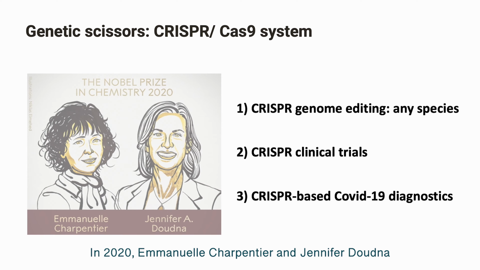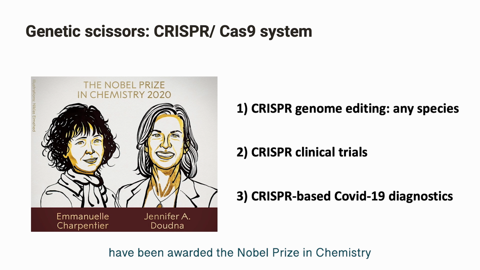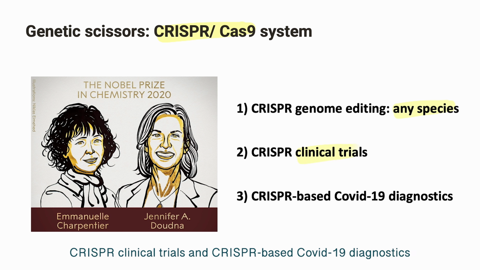In 2020, Emmanuelle Charpentier and Jennifer Doudna were awarded the Nobel Prize in Chemistry for their work on CRISPR-Cas9. The two scientists proposed several applications for CRISPR genome editing, including changing the DNA of any species with extremely high precision, CRISPR clinical trials, and CRISPR-based COVID-19 diagnostics.